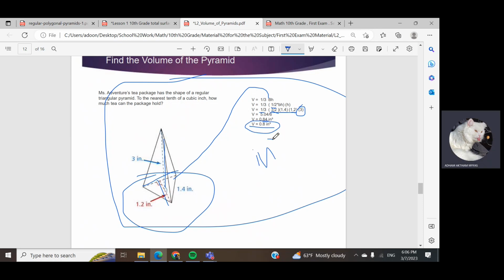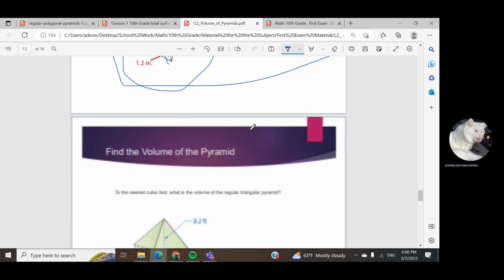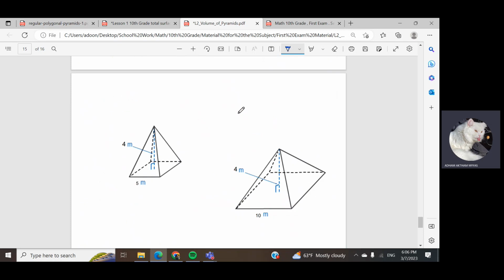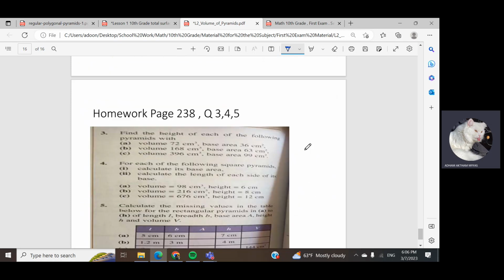We should know that the unit here is cubed. The unit for total surface area is centimeter or any other unit, but it's squared, not cubed. Okay, so it's important to know the units. Let's continue, but here we can see examples and here we can see the homework. You have to solve it, as I told you.